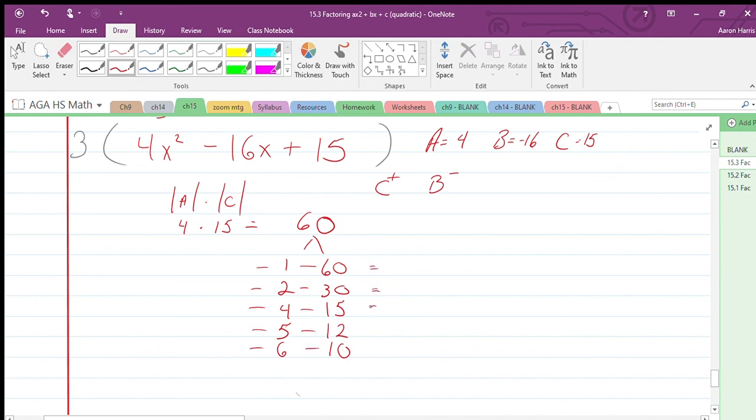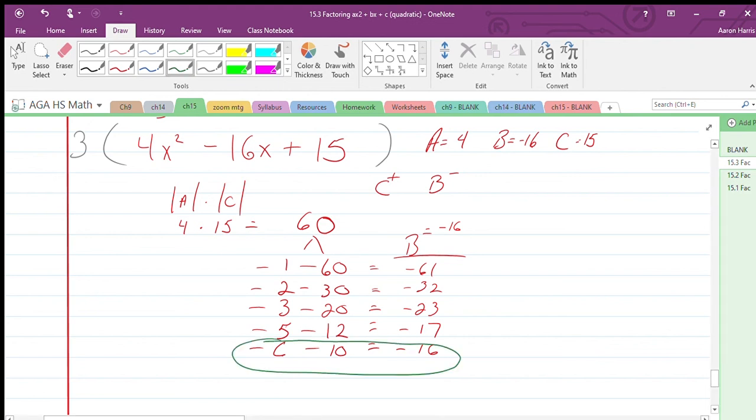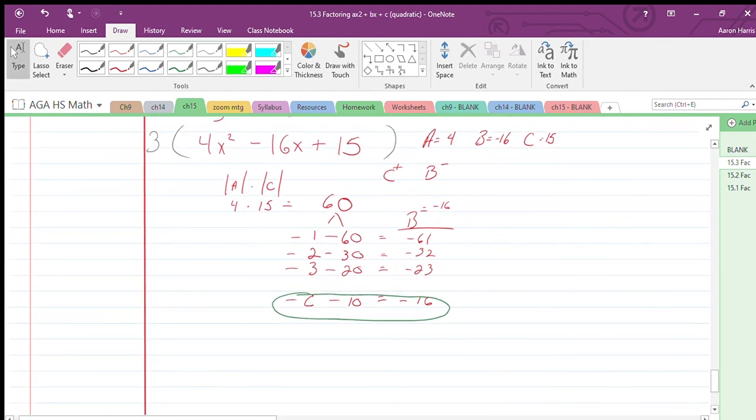So when I go to add them, I'm looking for B, which is equal to negative 16. Okay. So this was a 6 and a 10. Now, this is negative 61, negative 32. This was 3 and 20. So negative 23, negative 17, negative 16. Which one worked for you? That's correct. This last one right here. So now I do what? I rewrite.